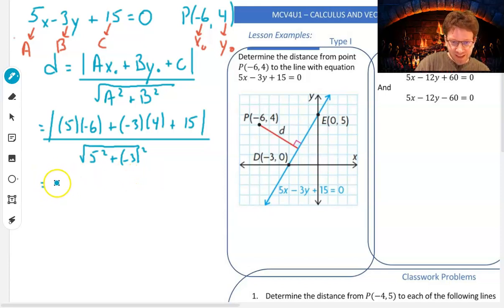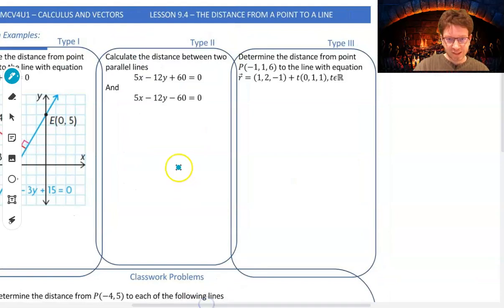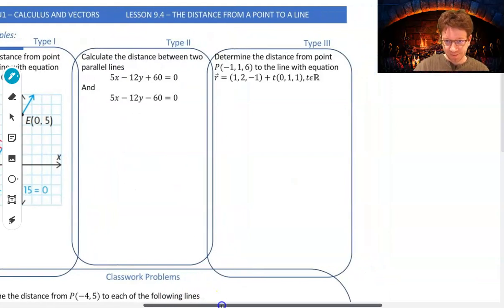If you simplify that, you get -27 in here on the numerator, but if we take the absolute value, we'll have positive 27 over the square root of 34, which is approximately 4.63 units. And that's how we can use the equation to figure out the distance between a point and a line. So let's do example 2, and then we'll go to 3 dimensions.